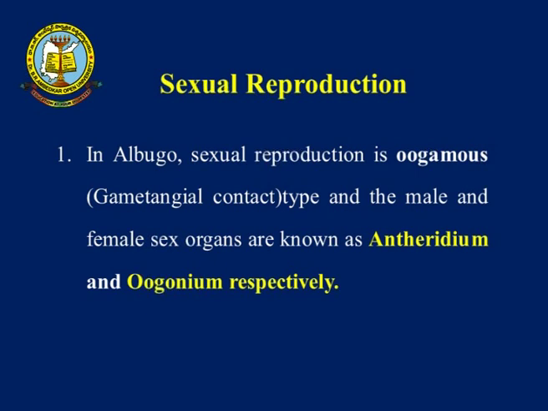In this oogamous type, we see gametangial contact. The male and female sex organs are known as the antheridia and the oogonia. How does the antheridia develop? When we look at the mycelium, one of the cells becomes the male reproductive organ. According to the mitotic divisions in this area, that much development we see in the male reproductive organs. Simultaneously male and female, we see both sides. After the development of the antheridia, a sexual reproductive tube forms, which we call the conjugation tube.